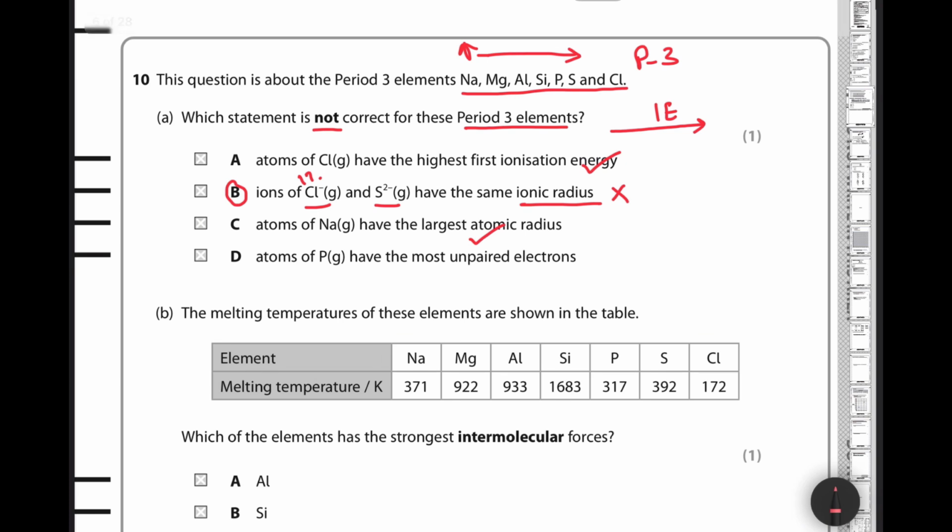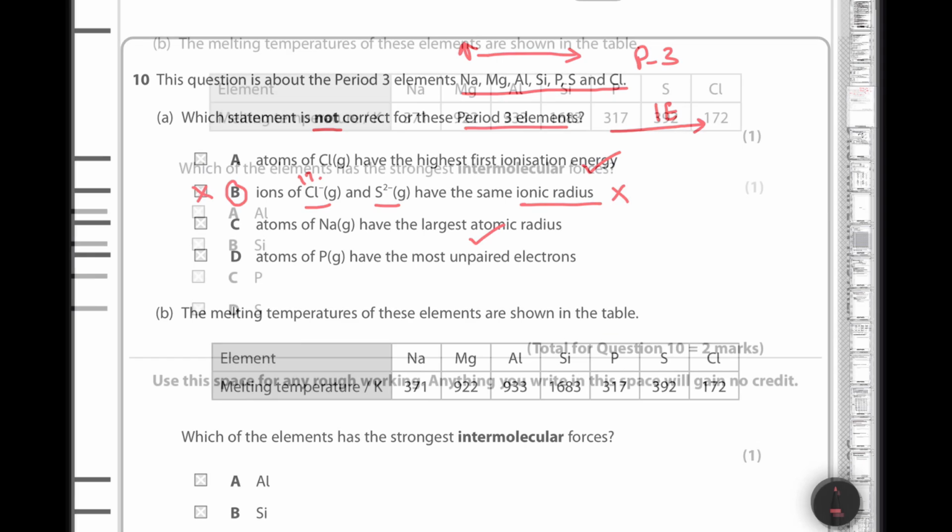So let's look at B. It says the chloride and sulfide ions have the same ionic radius. No, they won't be the same, because the ionic radius depends upon the number of protons and they both have different protons, right? So sulfur has 16 protons and chlorine has 17 protons, right? They both have the same 18 electrons each, but the size will not be the same. So the answer is B.